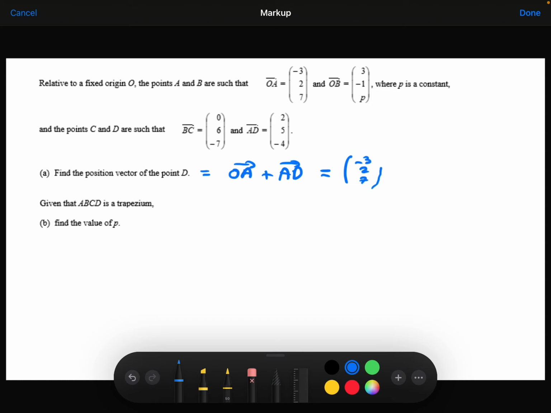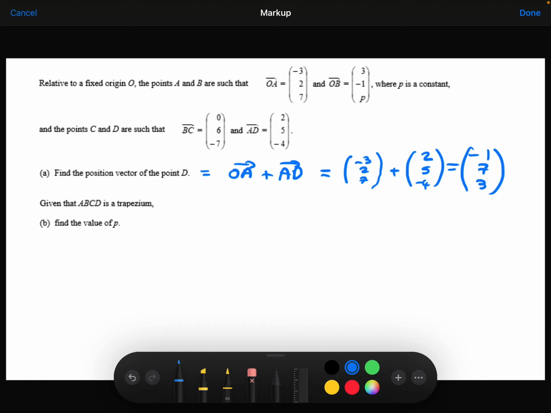So going from the origin to point A is the vector (-3, 2, 7), and then going from the point A to the point D is vector (2, 5, -4). So adding them together is the same as going from the origin to point D, which is (-1, 7, 3).